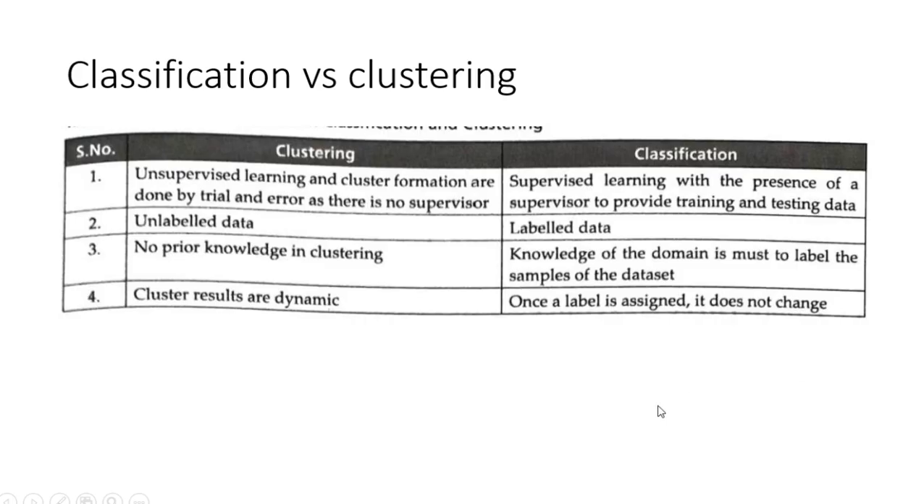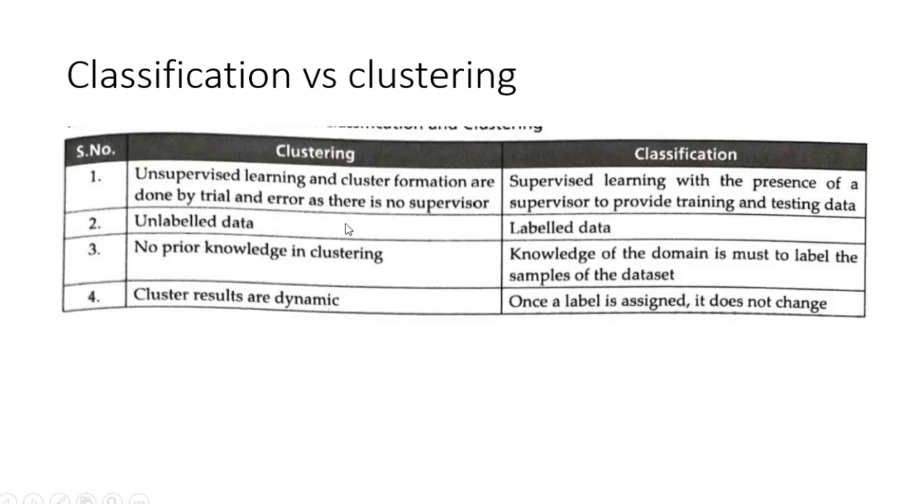Now, the main difference between classification and clustering. Clustering, as I said, plays a major role, a fundamental task in unsupervised learning. Unsupervised learning and cluster formations are basically done by trial and error methods, because we do not have any supervisor. Whereas classification is supervised learning, done with the presence of a supervisor to provide the training and the testing data.